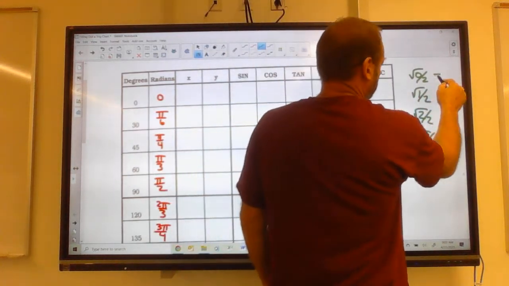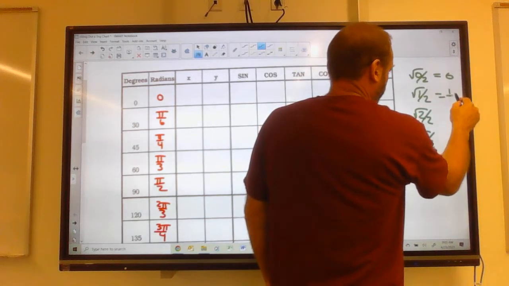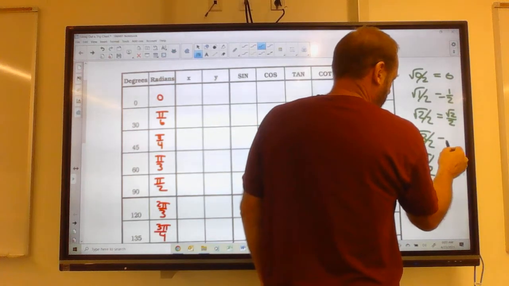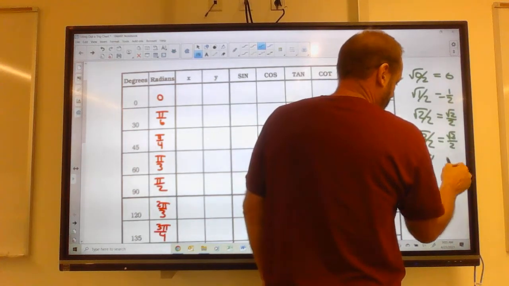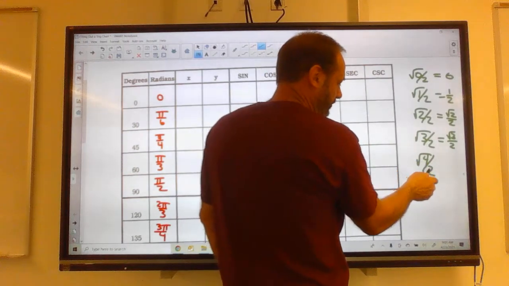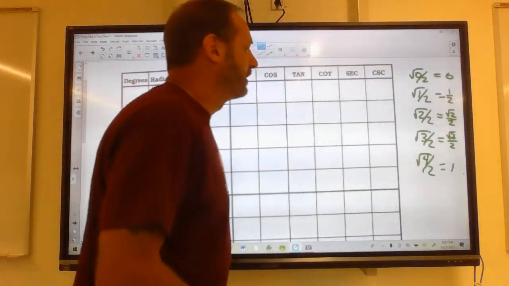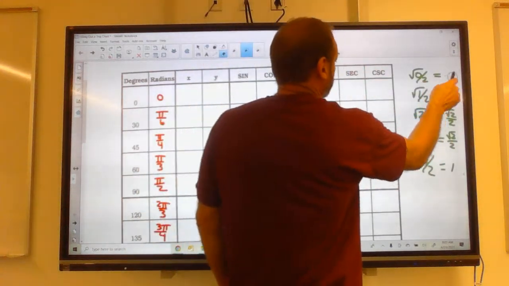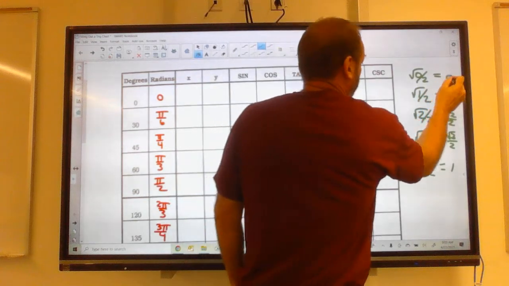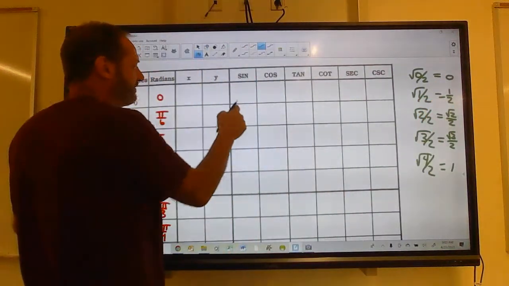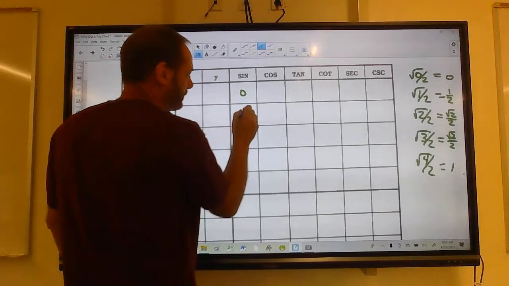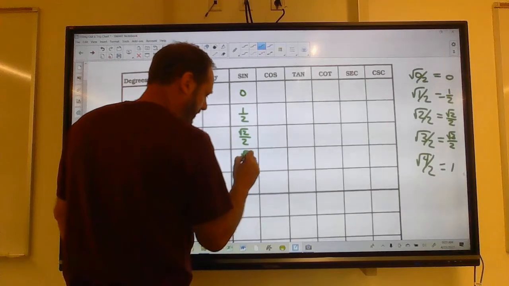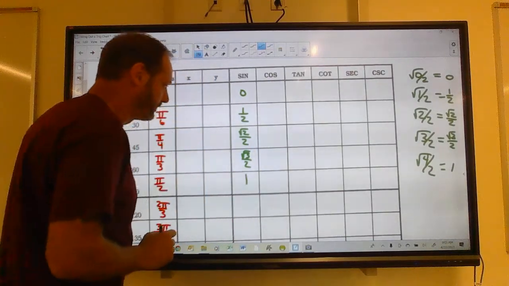Okay, so this is just 0. This is 1/2. This is square root of 2 over 2, that doesn't reduce. This is square root of 3 over 2, it does not reduce. And this is square root of 4 is 2, divided by 2 is 1. Okay, these 5 numbers right here are the first 5 numbers in sine: 0, 1/2, square root of 2 over 2, square root of 3 over 2, and 1.